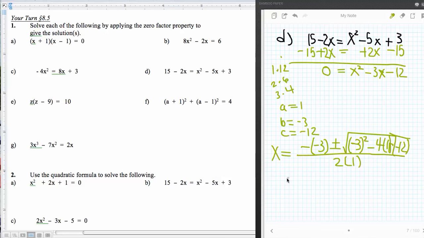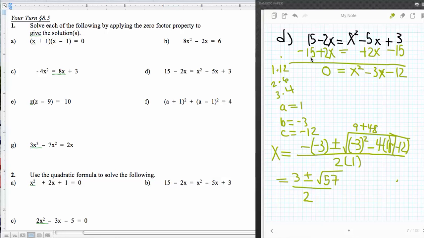So now we have a positive 3 plus or minus the square root of, this is going to give me a 9, and that's going to give me plus a 48, and 9 plus 48 is 57, and that's all over 2. It's very easy to see that this radical isn't a whole number, so you're not going to get 2 roots, and that means that this really doesn't factor.